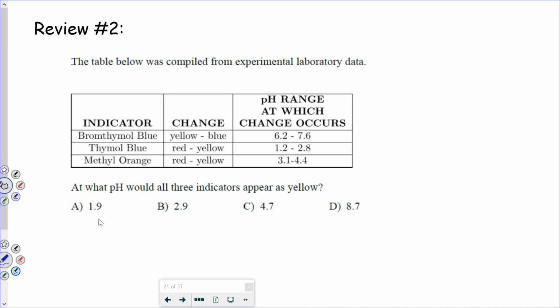Question number 2, the table below is compiled from data, and they want to say at which pH would all 3 indicators appear yellow. So you don't have to use Table M because they're giving you an indicator table here, so pause the video.